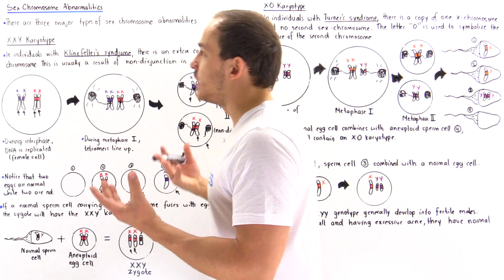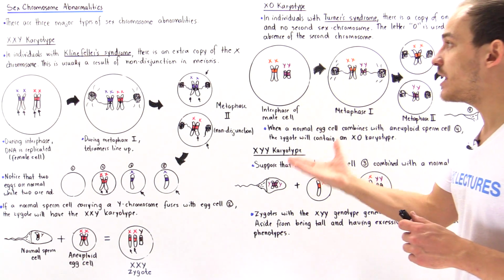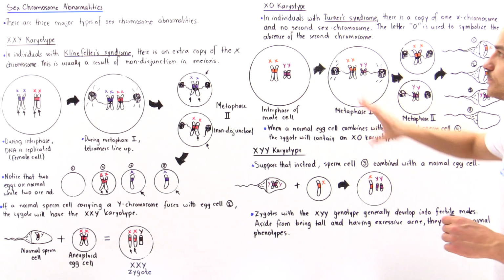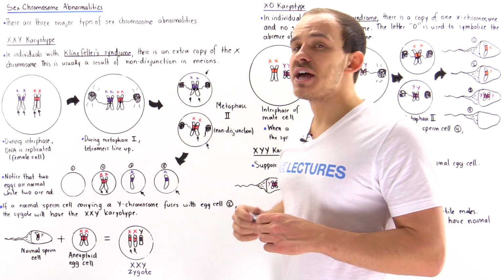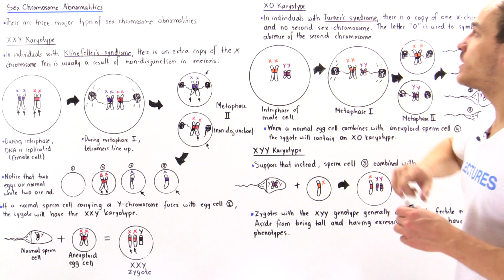However, they do live normal lives. So they generally live normal lives. Now, let's move on to the X or the XO karyotype.